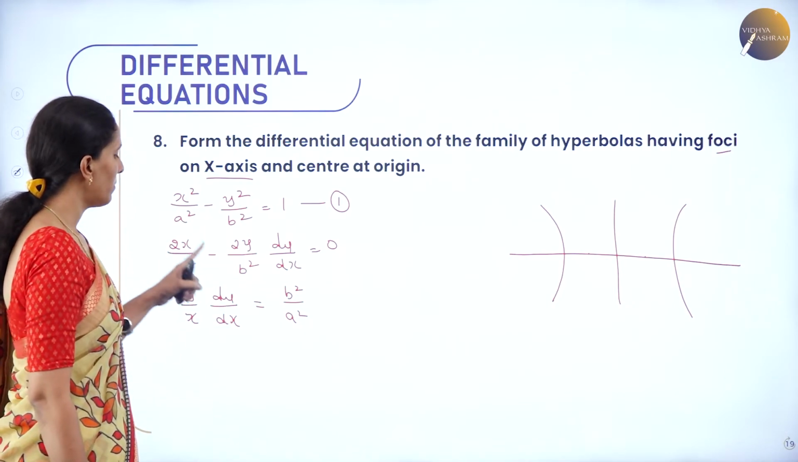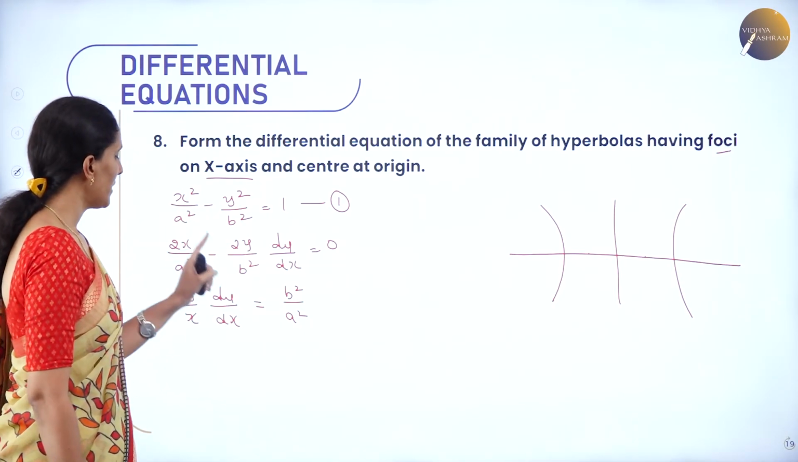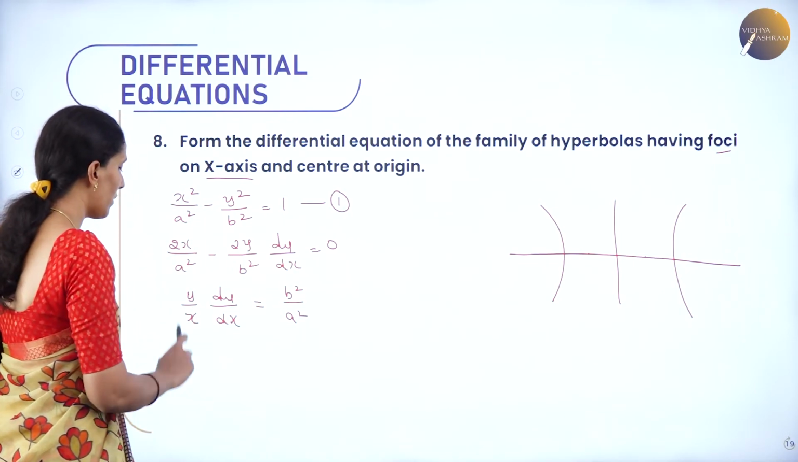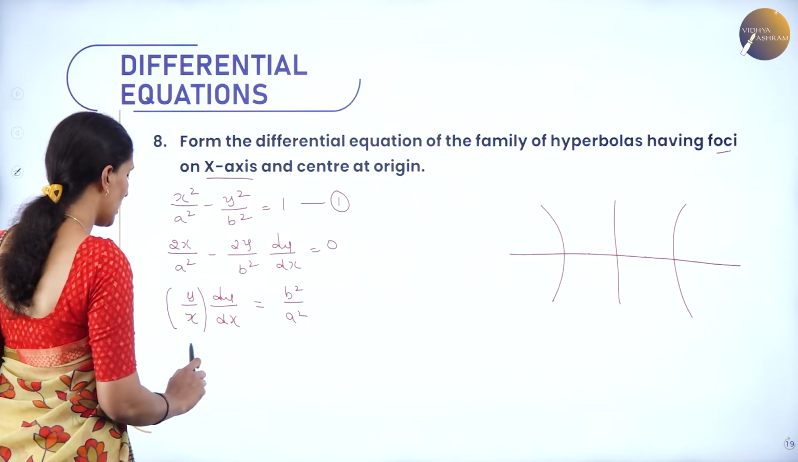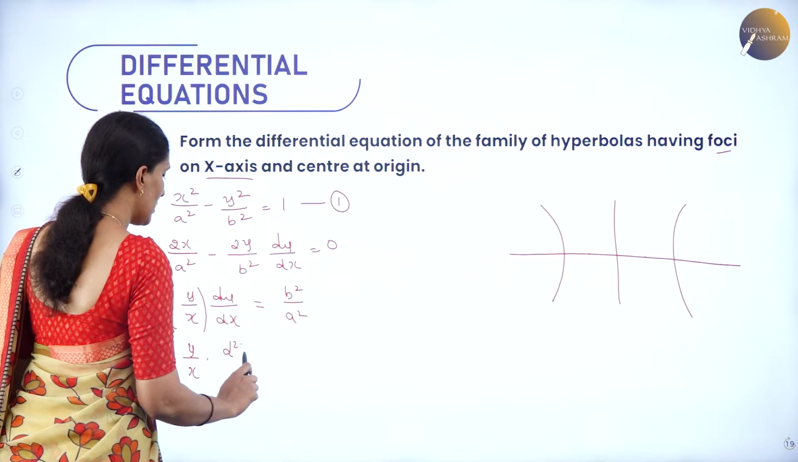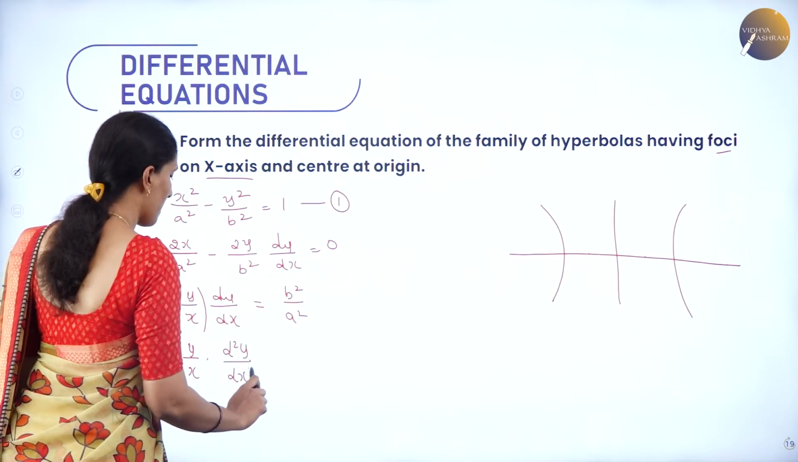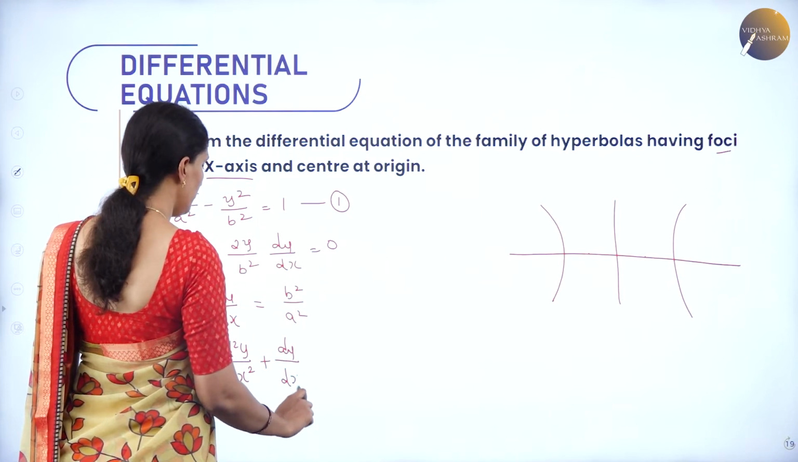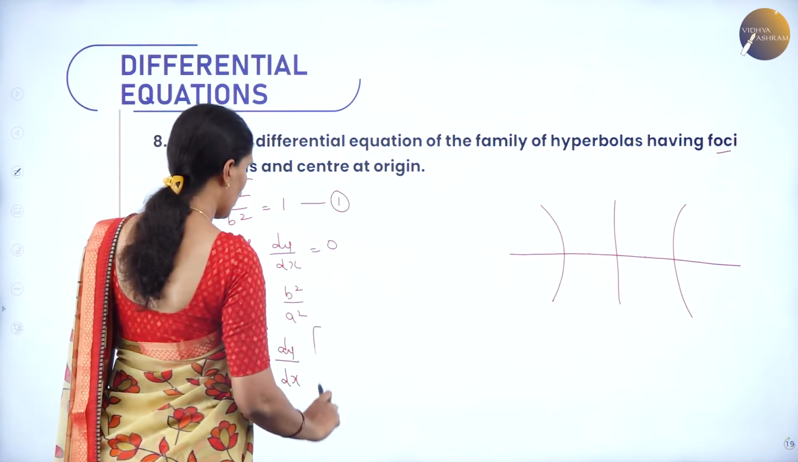So then if you shift b square to the numerator, then x comes to the denominator. Now again differentiate it. So we have two functions here. First function into derivative of second, that is d square y by dx square, plus second function, that is dy by dx, derivative of first, apply the quotient rule.